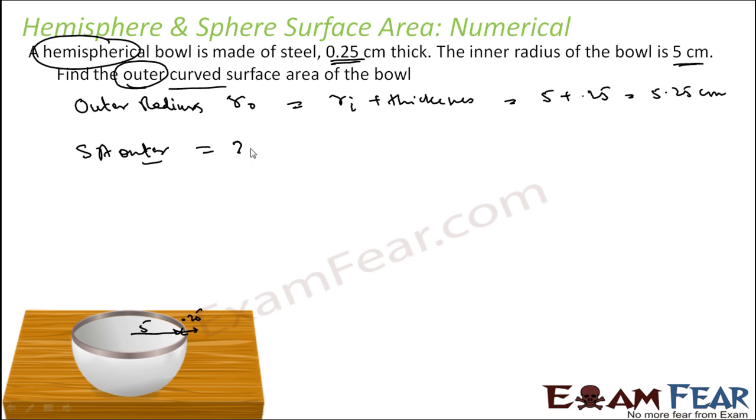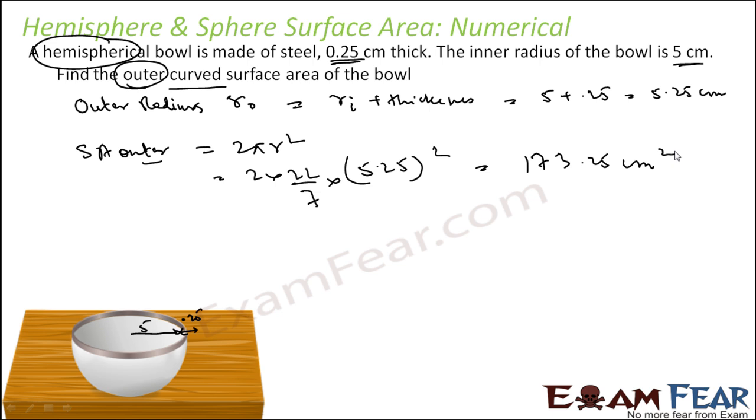That is nothing but 2 pi r square for hemisphere. Put the values. 2 into 22 by 7 into r. R is what? 5.25, and that is square. So you solve this, you get 173.25 centimeter square, and that is the answer.